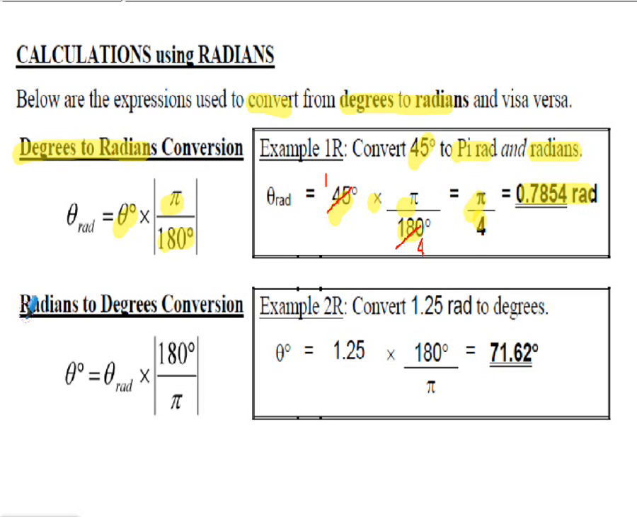And then converting an angle in radians to degrees, we use the conversion of the angle in radians multiplied by 180 degrees divided by pi. So for example, if we're asked to convert 1.25 radians to degrees, the conversion is 1.25 multiplied by 180 degrees divided by pi radians, and that's 71.62 degrees.